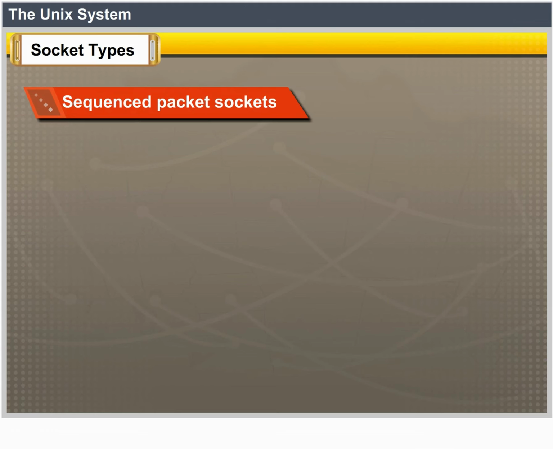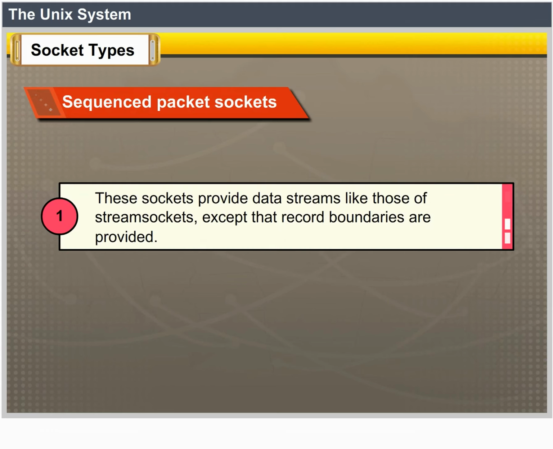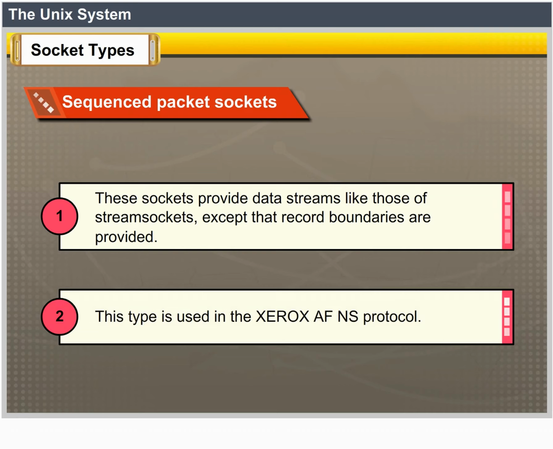Sequenced packet sockets. These sockets provide data streams like those of stream sockets, except that record boundaries are provided. This type is used in the Xerox AFNS protocol.